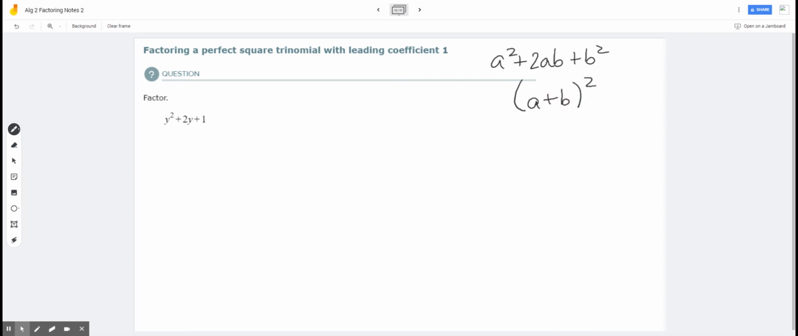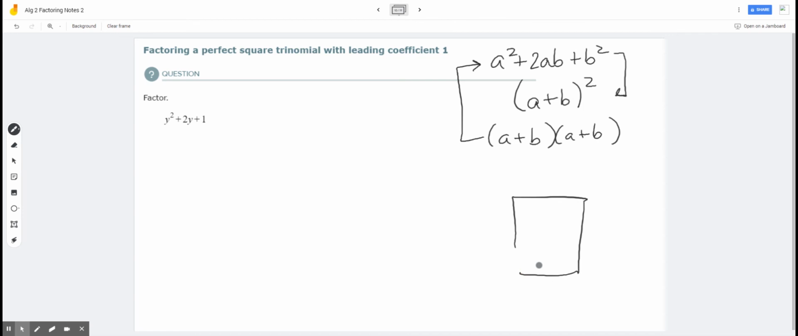All right, what that means is that if I did a plus b times a plus b, and I multiplied it out, I would get this, okay? And then this is the factorization of that. Now, the question is, can you recognize a perfect square trinomial? A perfect square trinomial is called that because it describes a perfect square, which I can't draw apparently.